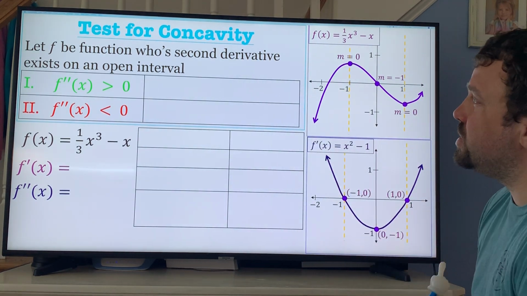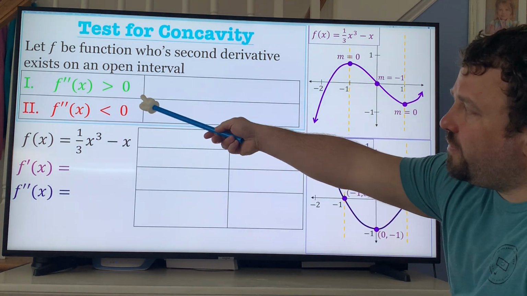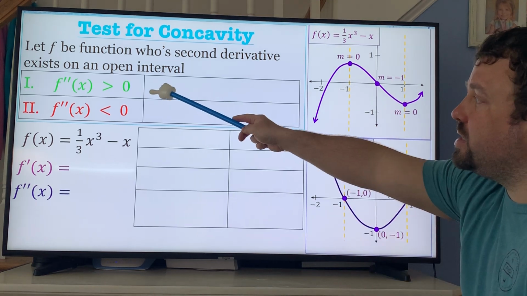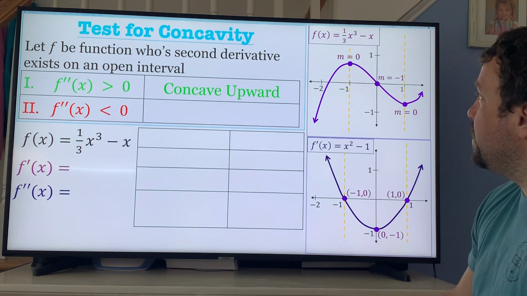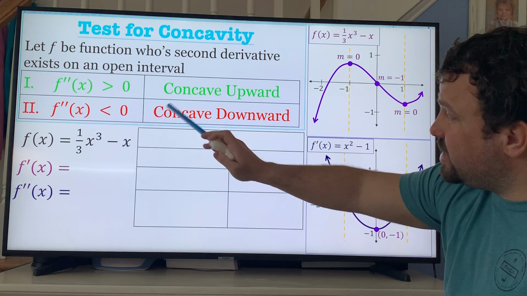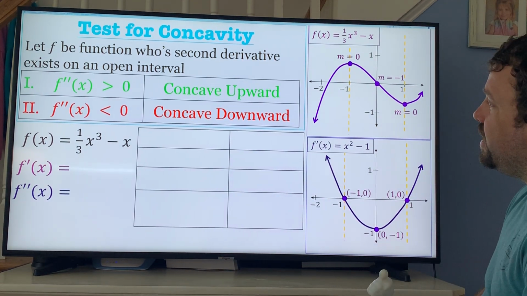If f is a function whose second derivative exists on the open interval, and f double prime of x, the second derivative, is greater than 0, your graph is going to be concave up. Now, if your second derivative is less than 0, if it's negative, it's concave down. Now, let's look at a quick example right here.